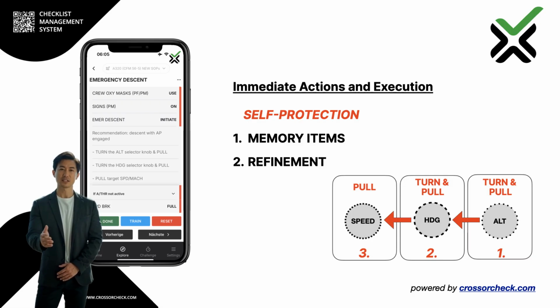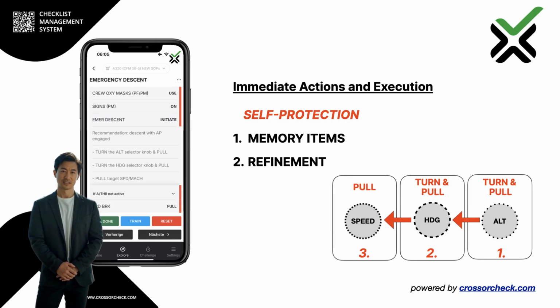Immediate actions and execution. Emergency descent must be initiated when cabin altitude and its rate of climb become excessive and uncontrollable, typically triggered by the cabin pressure excess cabin altitude warning. This life-critical situation demands immediate crew self-protection through oxygen mask donning, followed by a structured two-step approach. First, execute memory items with the pilot monitoring the flight mode annunciator to confirm descent is established, then perform the emergency descent checklist for refinement.